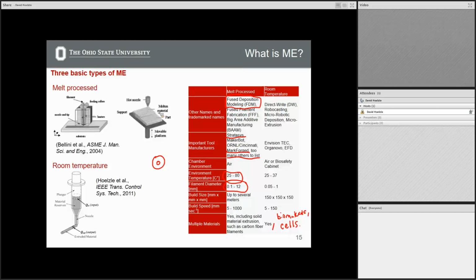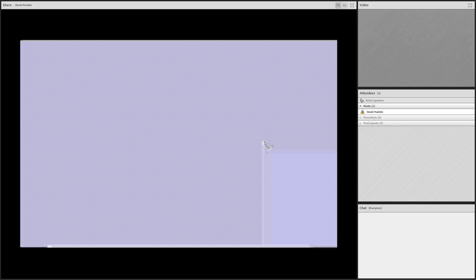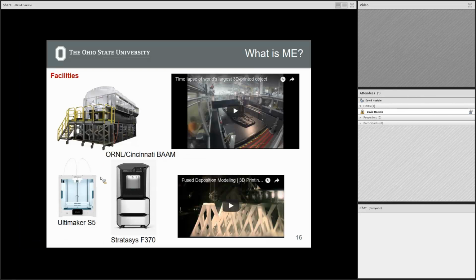The room temperature processes, this is not too many to list. Vision Tech, this is one of the ones that you saw in homework 1, but Organovo, EFD, these are some companies that do room temperature processes. Okay. So facilities, we have everything from desktop type systems.